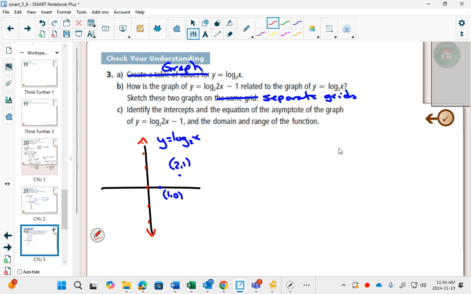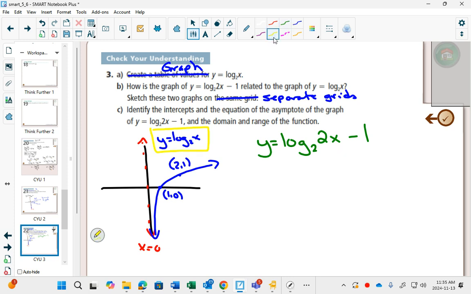Every log graph goes through 1, 0. Every basic log graph goes through its base, comma 1, and there's its basic shape with an asymptote at x equals 0. This is the parent graph. Can you recognize the parent graph here? That this also has a base 2 connected to this graph.